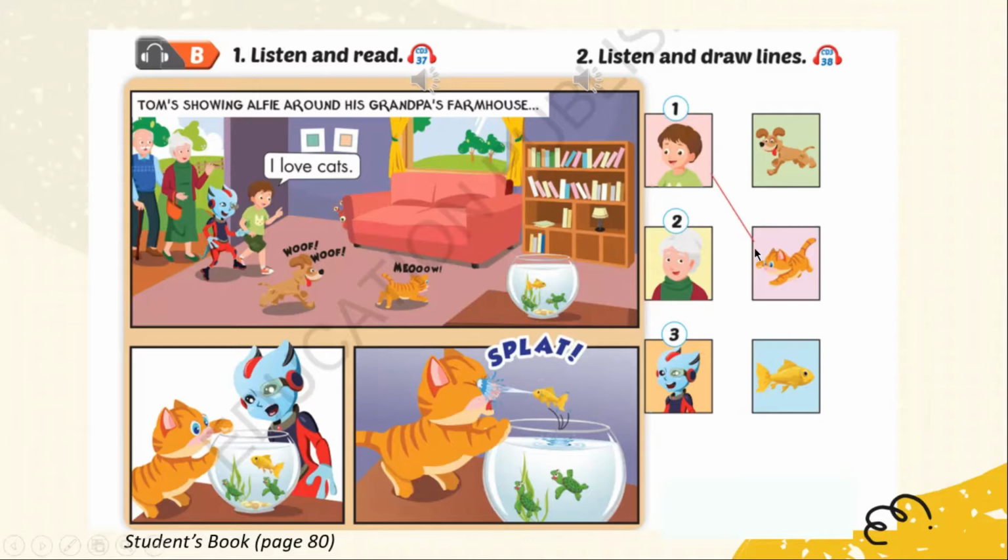Can you see the line? This is an example. Now, listen and draw lines. 2.